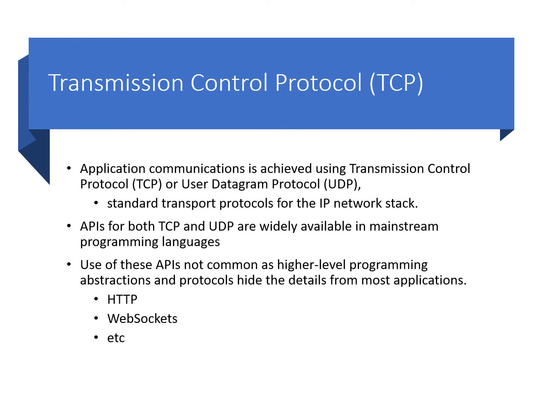So once an application or a browser has discovered the IP address of the server it wishes to communicate with, it can begin to exchange messages. In most applications, this is achieved using the TCP protocol, and in some applications, as we'll discuss later, the UDP protocol. These are the established standard transport protocols for the IP network stack. Distributed applications can choose which of these protocols to use. APIs for both TCP and UDP are widely available in mainstream programming languages such as Java and C++.